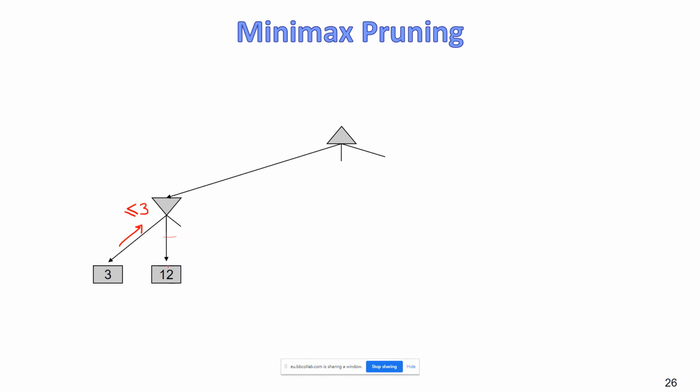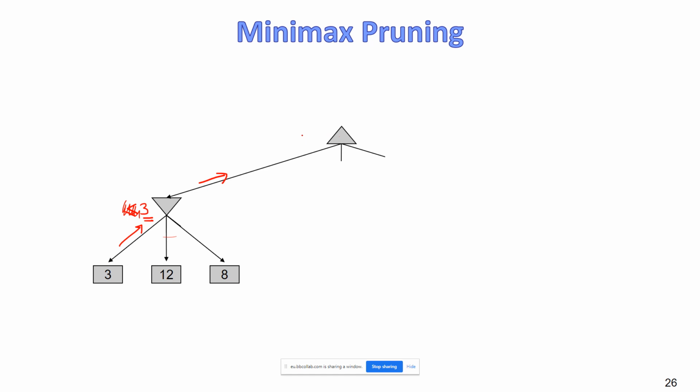We should continue. Now we got 12. 12 is greater than 3, so it will not change this limit. Then we got 8. 8 again will not change anything. So now this node knows that its value is 3. So we'll just remove this, and 3 will be passed up, so the value of that node now is 3.